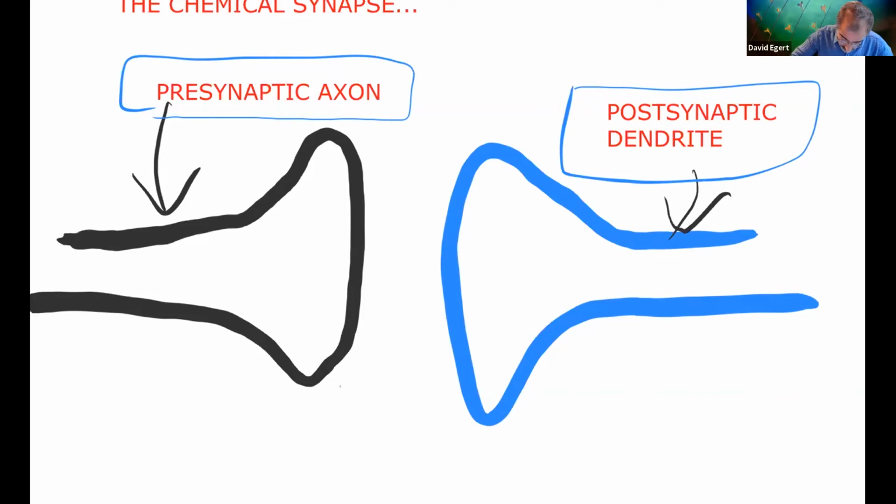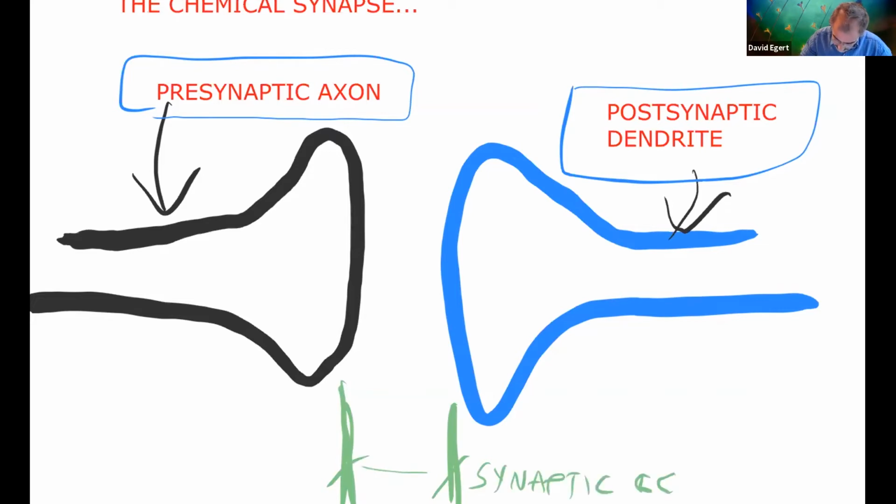It's important to realize that these do not touch. There is what we call the synaptic cleft. It's dinky, but it's real. It's about 50 nanometers or so. So things can diffuse across pretty fast, but it means they're still not touching.